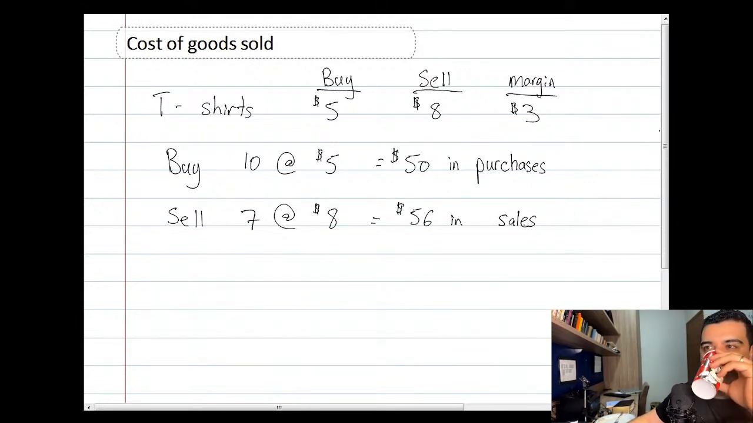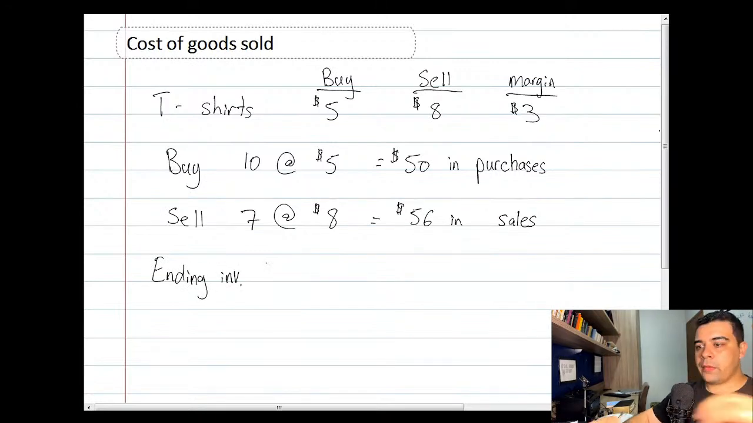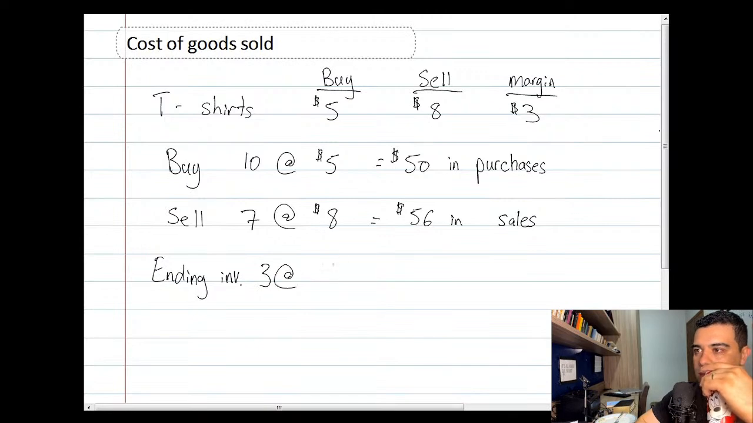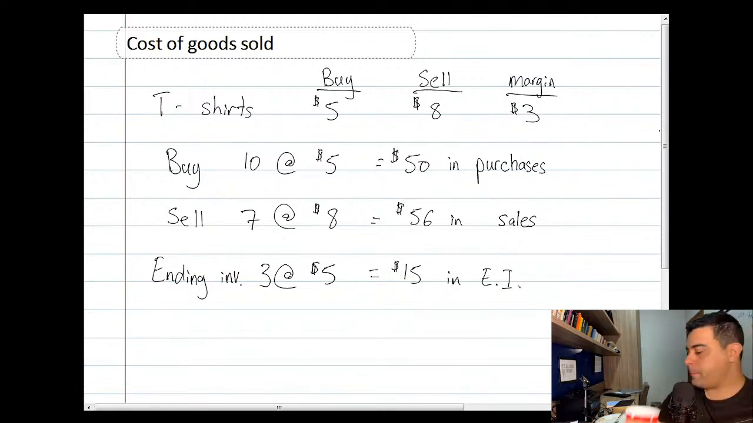And so how much inventory do I have left over? Well, my ending inventory: I bought 10, I sold 7, so my ending inventory is going to have 3 t-shirts left. And how am I going to value my inventory? Well, I'm going to value it at the cost which I paid for it, which is $5. And so our ending inventory has a value of $15. I'm just going to abbreviate it with this EI here.